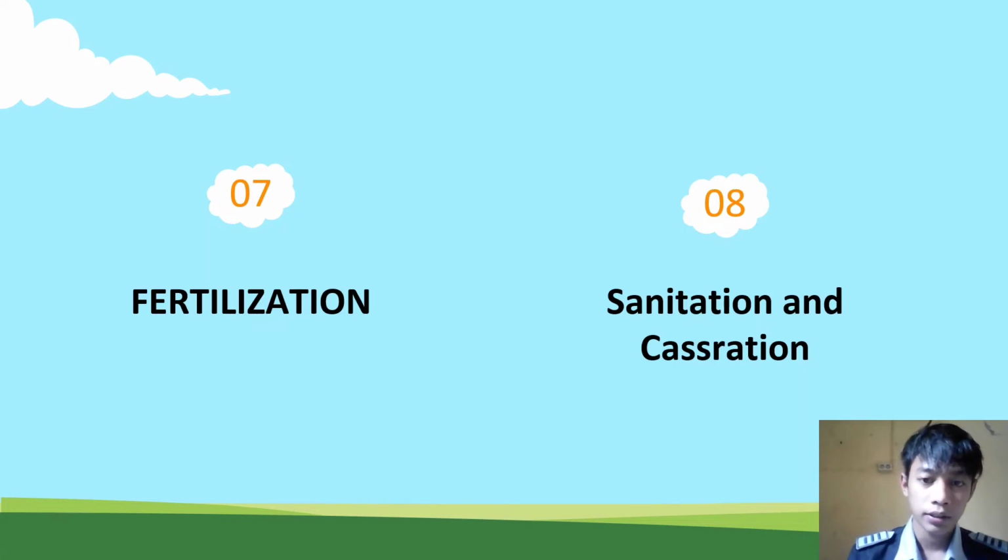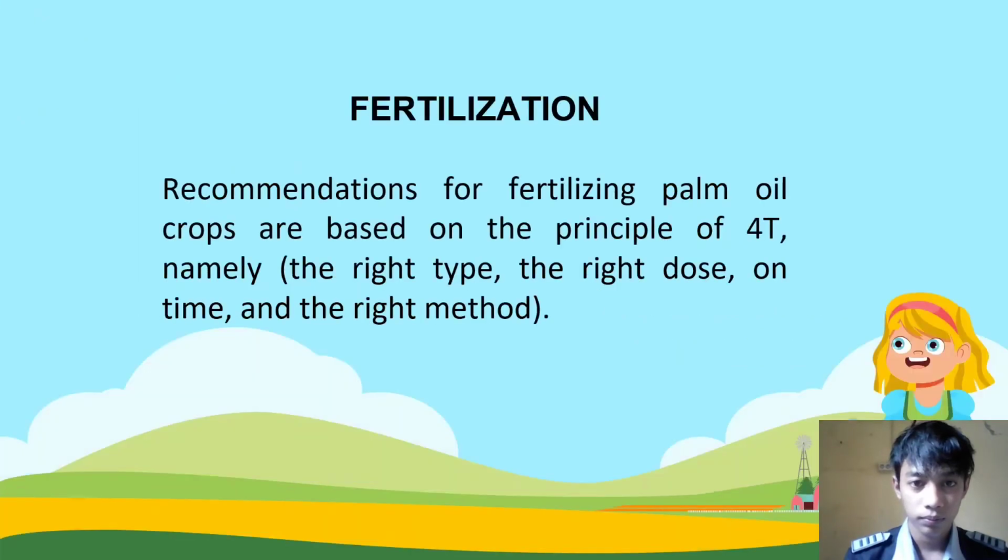Seven, fertilization and egg sanitation and castration. Fertilization. Recommendation of fertilizing palm oil crop is based on the principle of four rights, namely right type, right dose, on time, and right method.